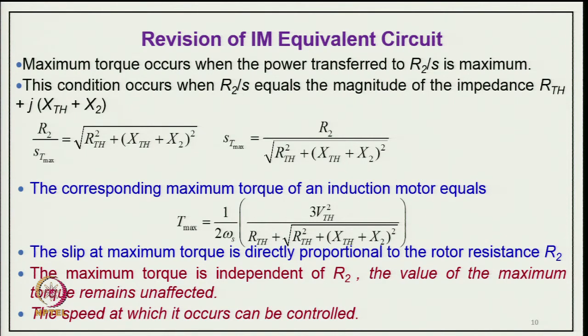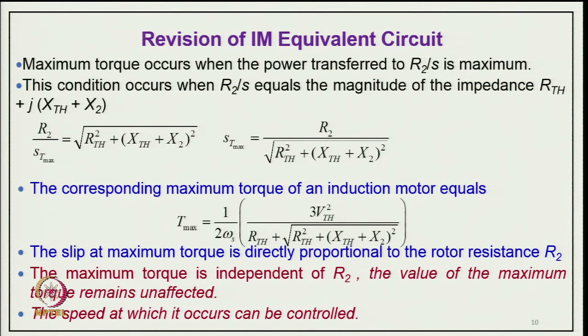and this condition occurs when R2 by S equals the magnitude of the impedance, R_th plus j(X_th plus X2). So, you can take the derivative with respect to S, and S at T_max will be R2 upon under root R_th square plus (X_th plus X2) square, and the corresponding maximum torque T_max is 1 upon 2 omega_s times 3 V_th square upon R_th plus under root R_th square plus (X_th plus X2) square.